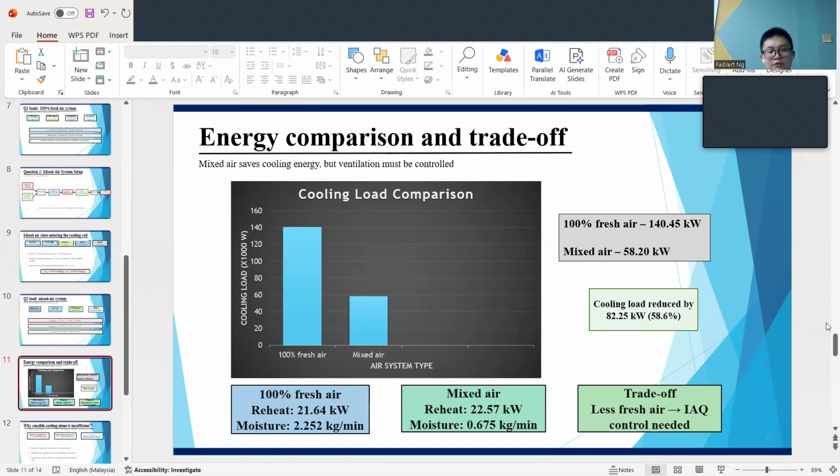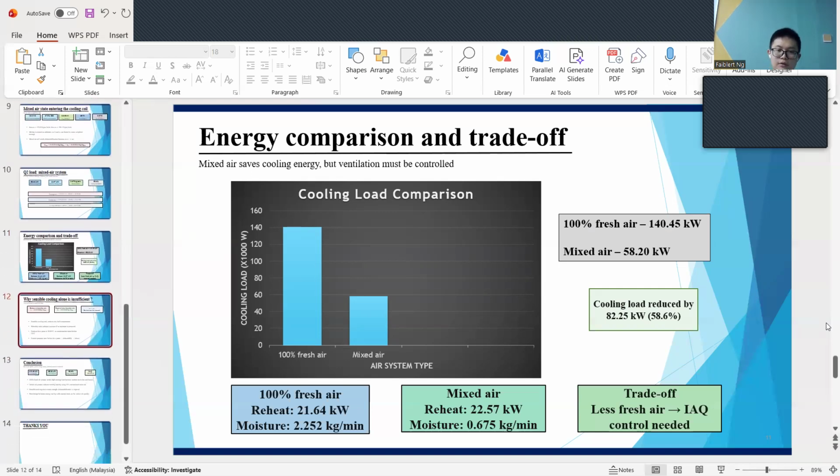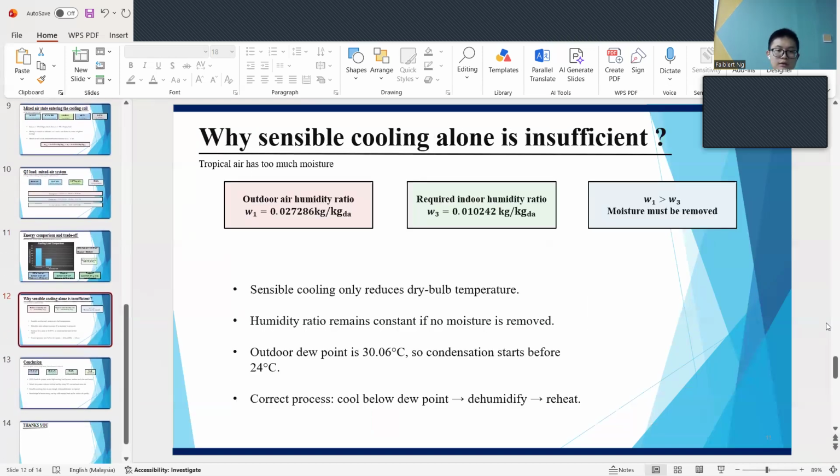So the main trade-off is IAQ, which is indoor air quality, since the mixed air system uses less fresh outdoor air. Ventilation must be controlled properly to prevent carbon dioxide or indoor pollution from building up. Next, explain why sensible cooling alone is not enough, because sensible cooling only reduces the dry bulb temperature. It does not remove moisture from the air.